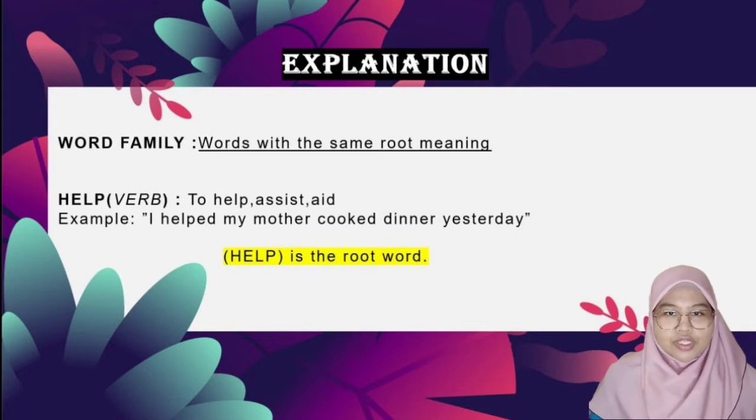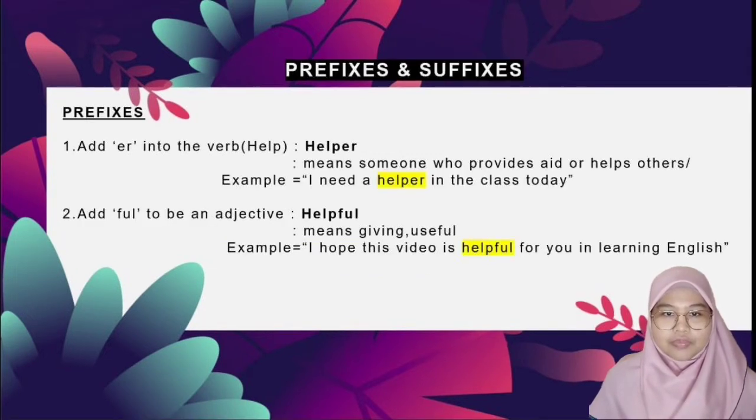I will introduce the idea of a word family, which means a range of words whose meaning all comes from the meaning of one root word. Now, let me give you an example. The verb to help means to assist someone, to provide aid to do something for someone else. For example, I helped my mother cook dinner yesterday. Now, this word help is the root word for a word family.